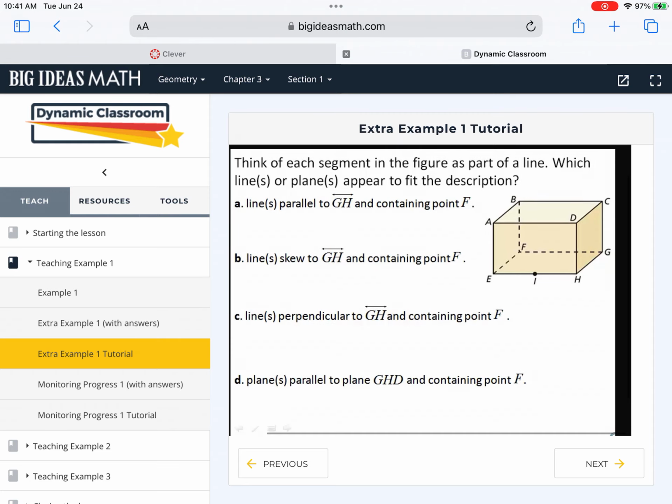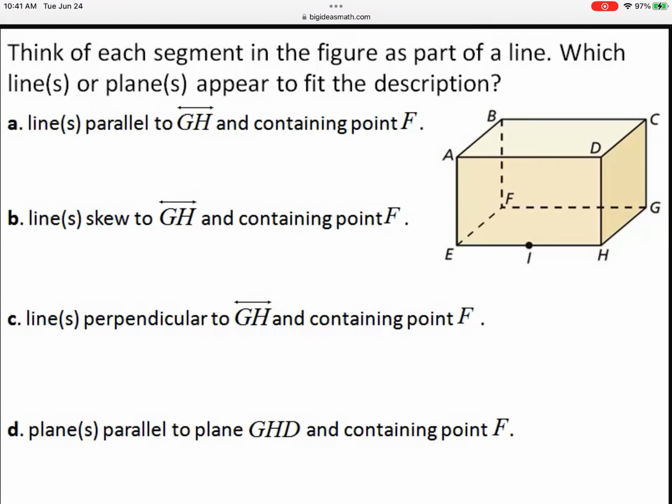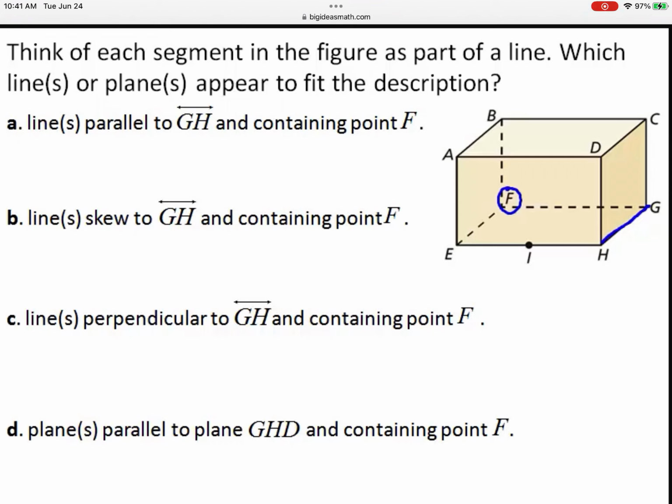Think of each segment in the figure as part of a line. Which line or lines, or plane or planes, appear to fit the description? Part A. Line or lines parallel to line GH and containing point F. Looking at the figure, you want to look at line GH and point F.